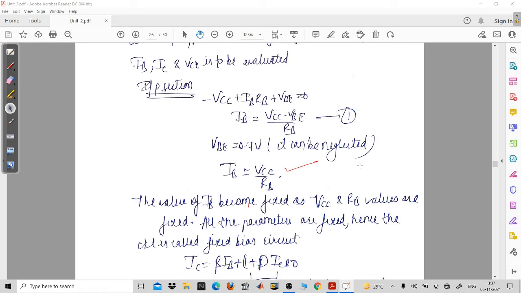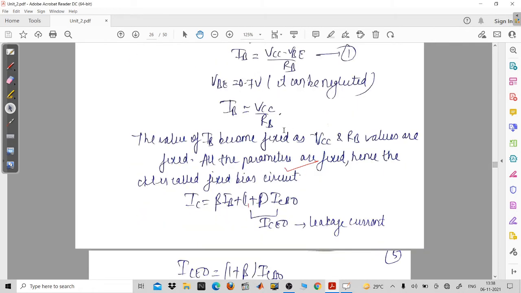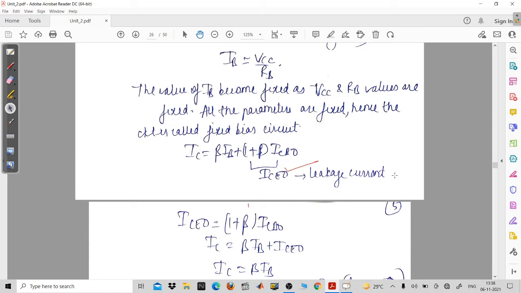Now to find the operating point, that is to find the IC, we have IC equal to beta IB plus 1 plus beta into ICBO. Now you can simply write this 1 plus beta ICBO as ICEO, because this ICBO was in the common base configuration. But when you multiply 1 plus beta with ICBO, then ICEO will come into the picture.